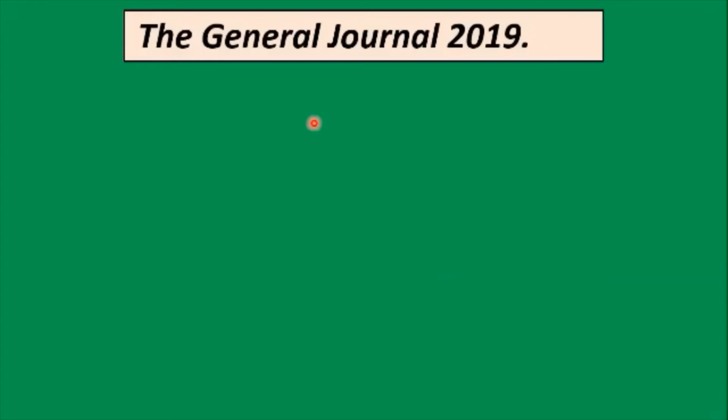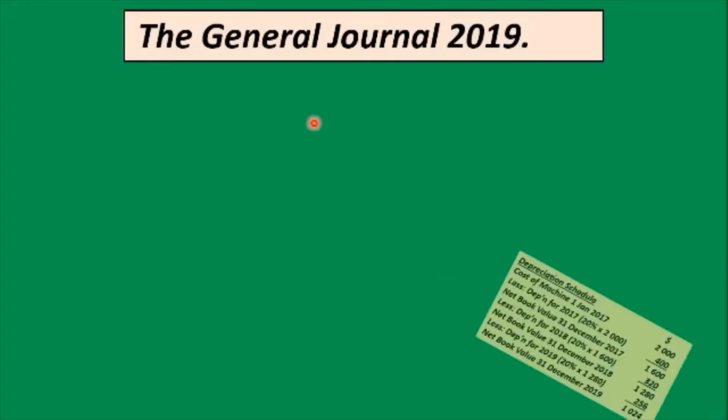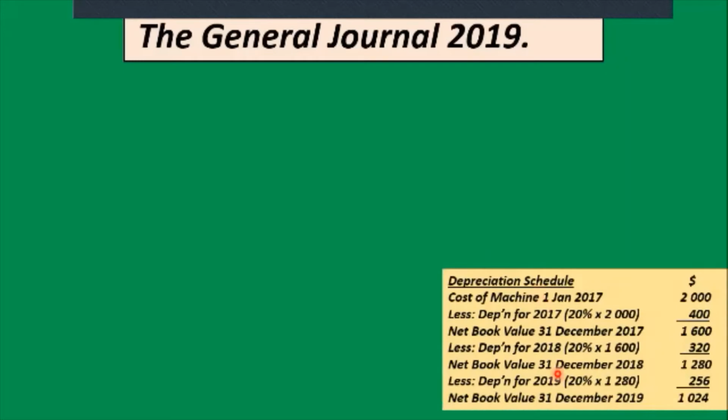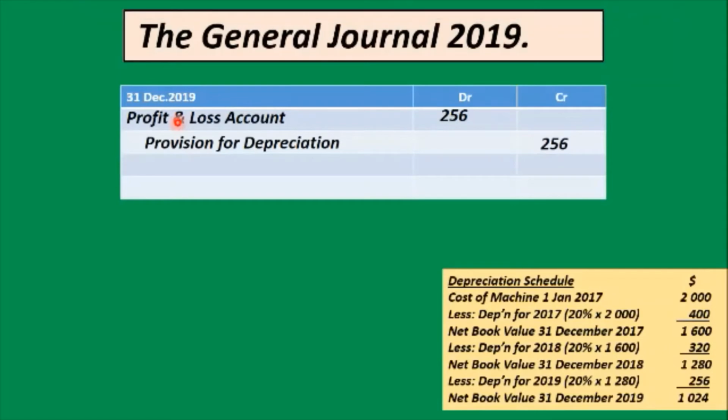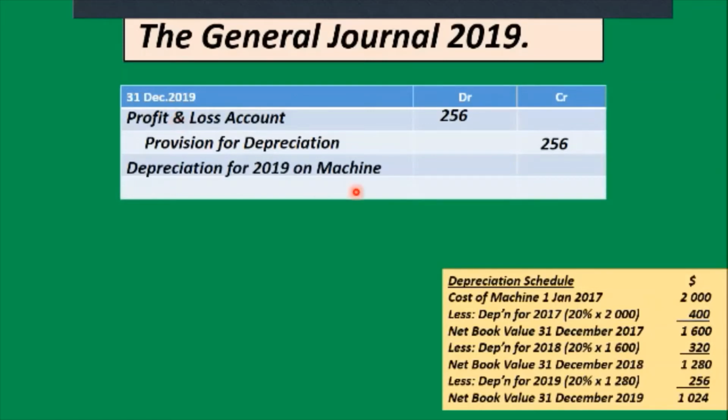General journal for 2019. And the amount is 256. We get our new general journal for 2019, and profit and loss account is debited with 256 and provision for depreciation is credited 256 as well. And we will call that depreciation for 2019 on machine.